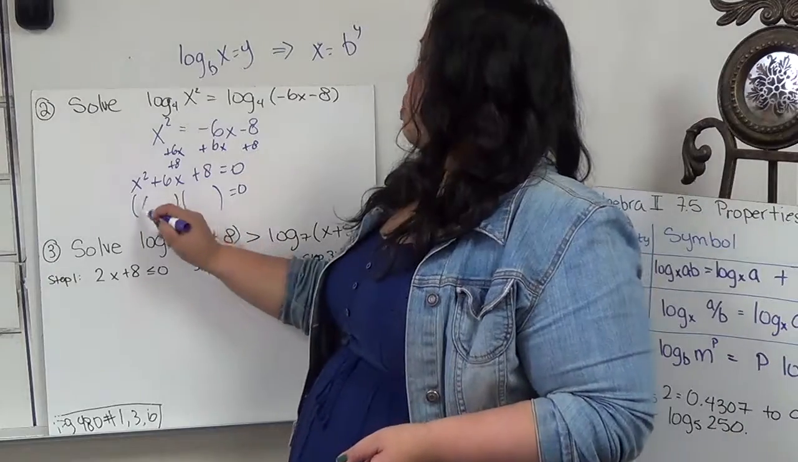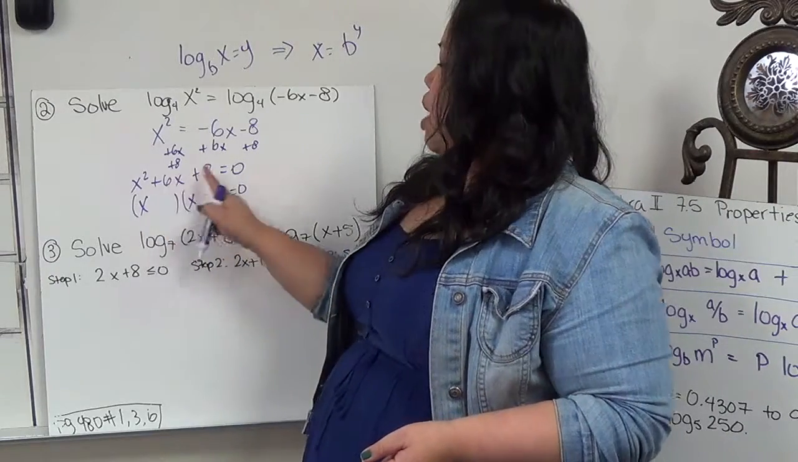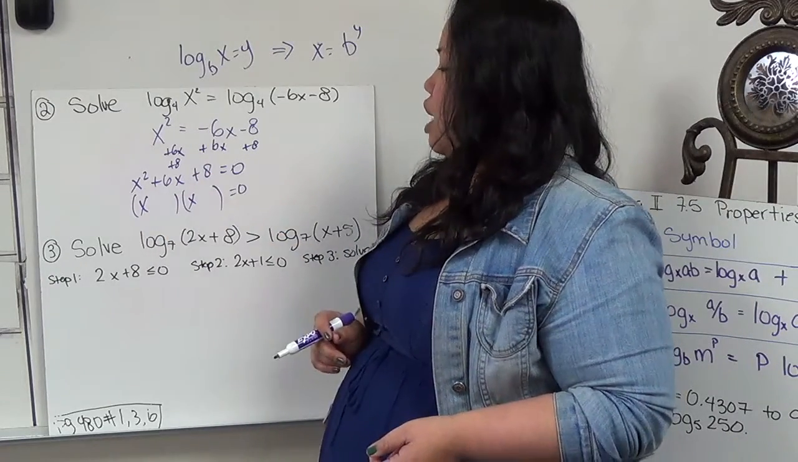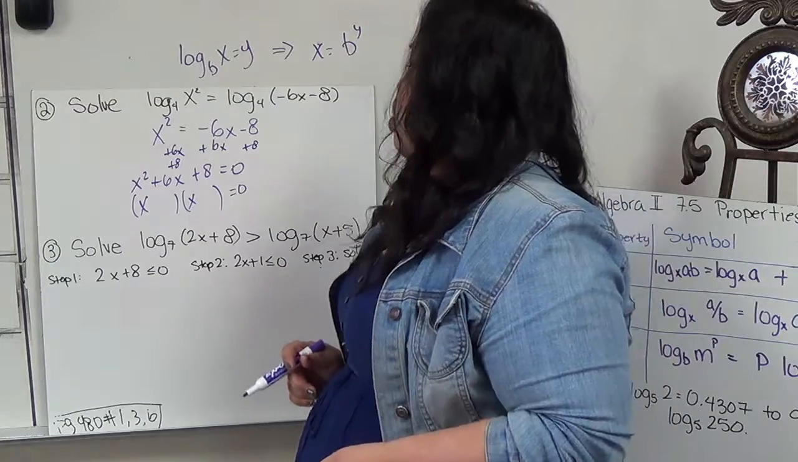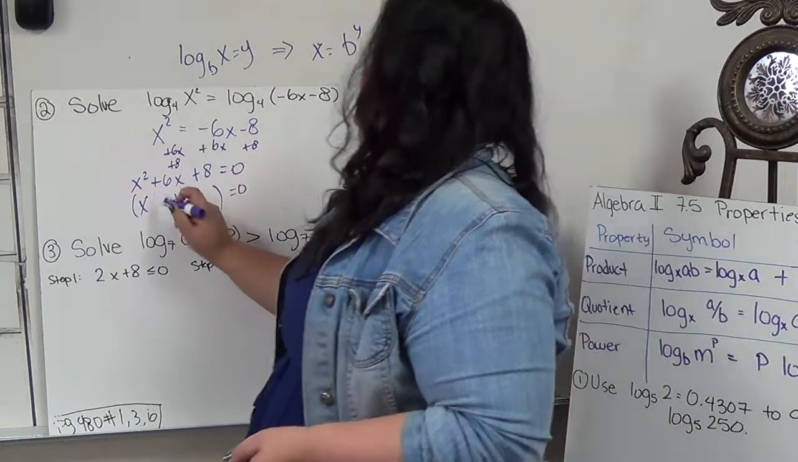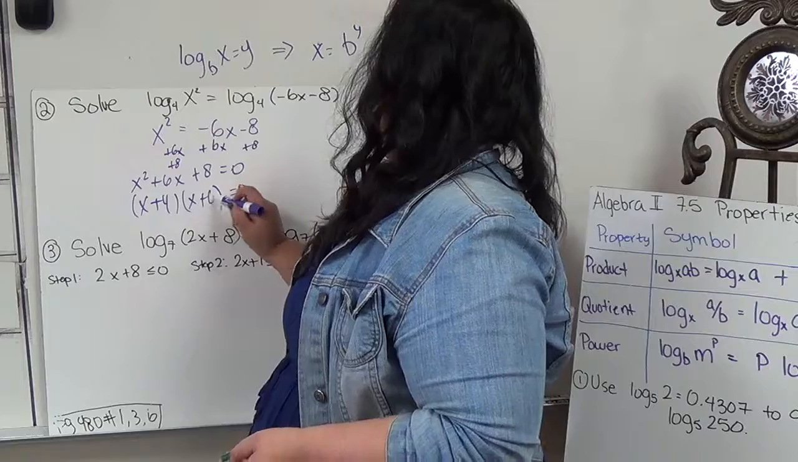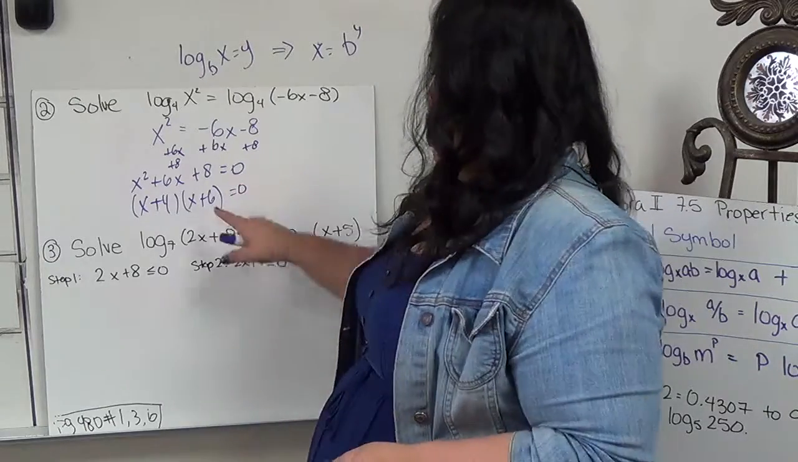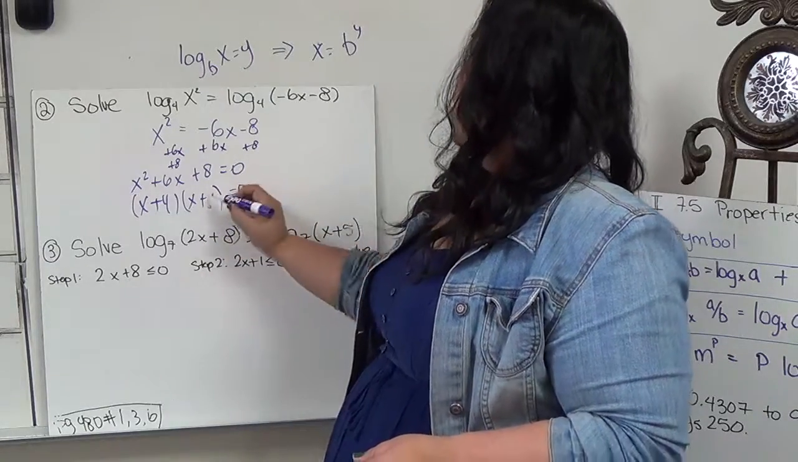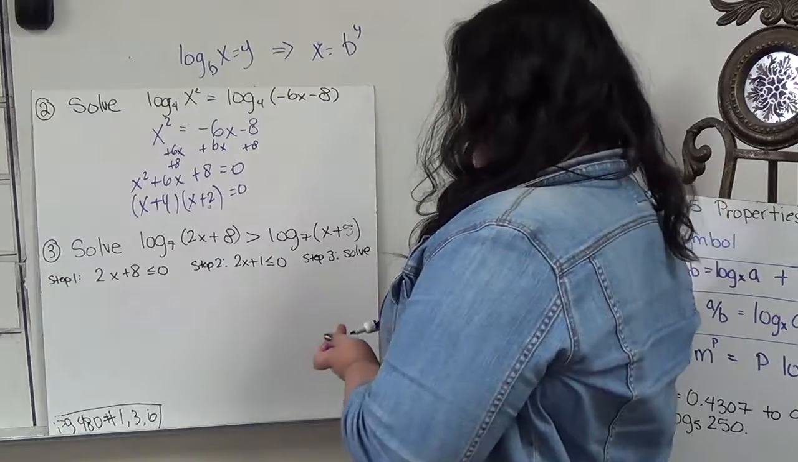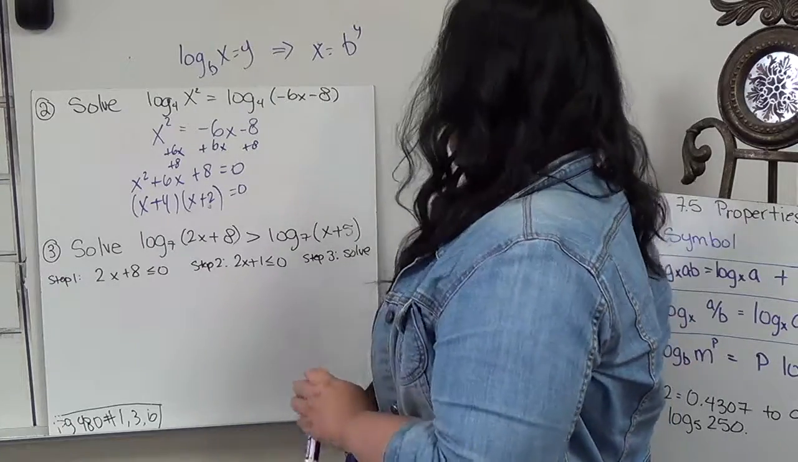Two numbers when multiplied together get me 8, but when added together get me 6. So I have x plus 4 and x plus 2. Now, I factored it, but I have to actually solve it.